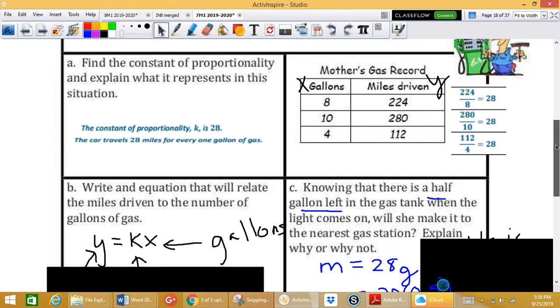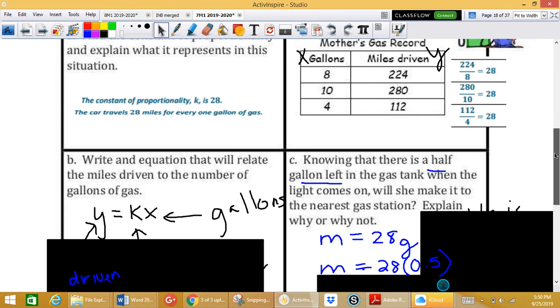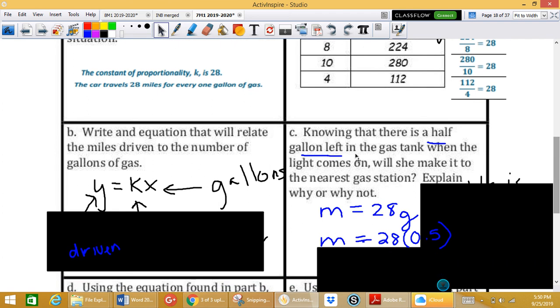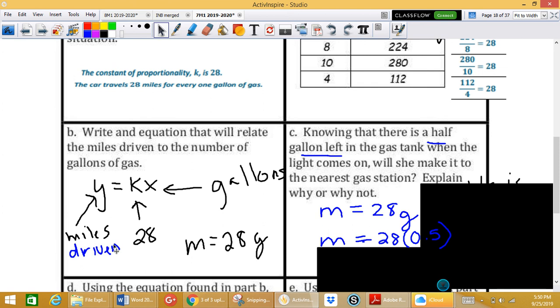Write an equation that will relate the miles driven to the number of gallons of gas. So we're going to keep using the same generic equation, Y equals K times X. X is our gallon, and Y is our miles driven. We know that the K is 28. We found that up here. So I'm going to use M for Y and G for X. So I put it more in the context, and it's miles equals 28 gallons per mile.